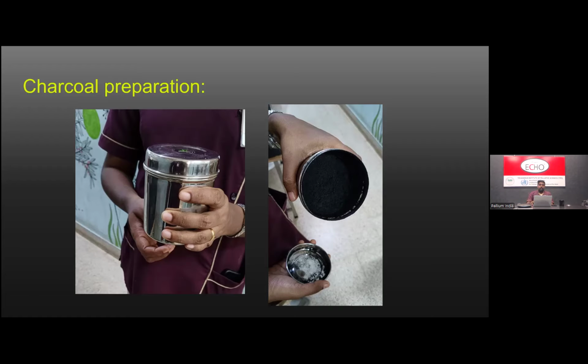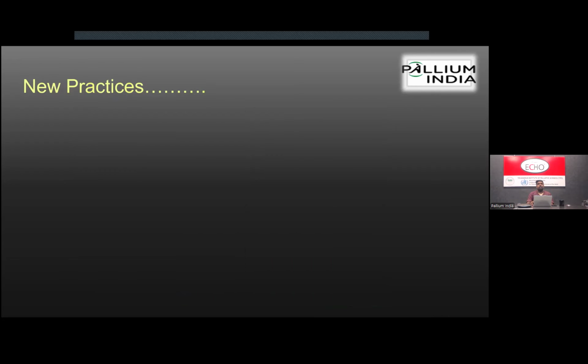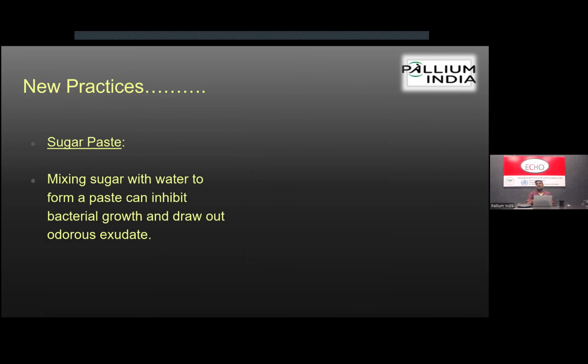They are not affordable, so I am mentioning some new practices also. I don't know whether you are following or have already heard of anything in your setting; in our setting we are not doing these at all. The first one is sugar paste, a high sugar content paste used on the wound. It inhibits bacterial growth, and this is a way we can control the malodor.